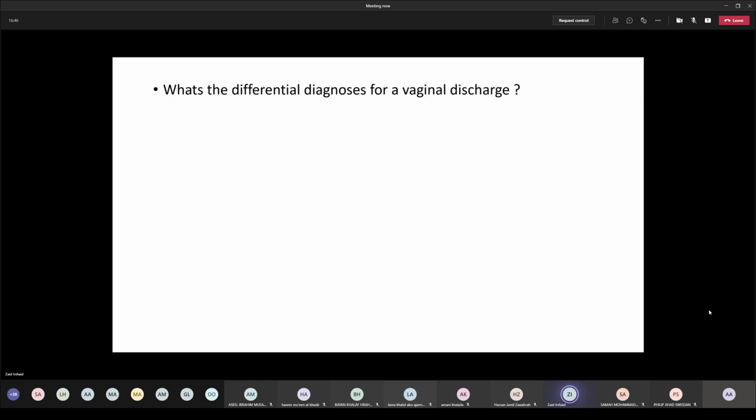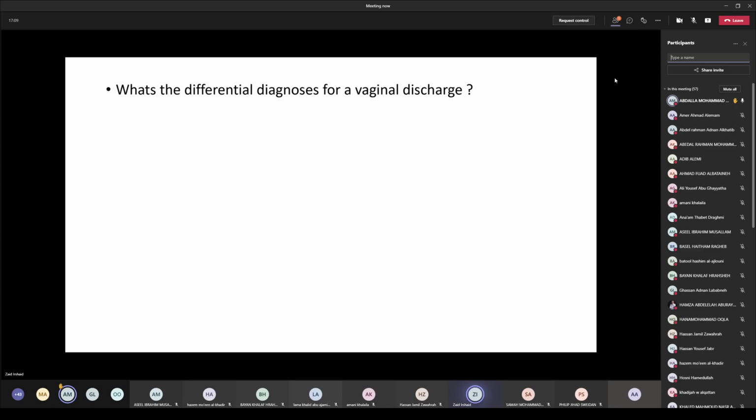So, in cases of vaginal discharge, what should our differential diagnosis be? Abdullah? Maybe, Doctor, ectopic pregnancy. With vaginal discharge? I'm not discussing this case in specific. I'm saying what's your differential diagnosis for any case with vaginal discharge? It's a general question.